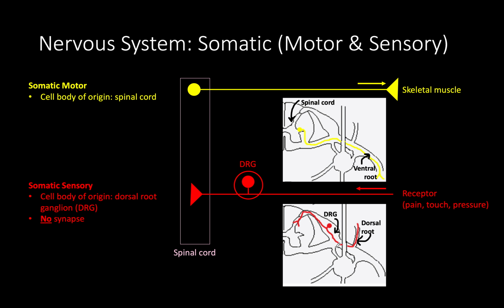So I've had somebody, well, it's actually they asked someone else, but they wanted to know how Dr. Leo asked questions. It's really important to know where the cell body of origin is located. So our somatic motor, the cell body of origin is going to be located in that spinal cord, where with somatic sensory, the cell body of origin is going to be located in the DRG. So that's our dorsal root ganglion. So make sure that you know where these synapses are taking place, as well as the cell body of origin.